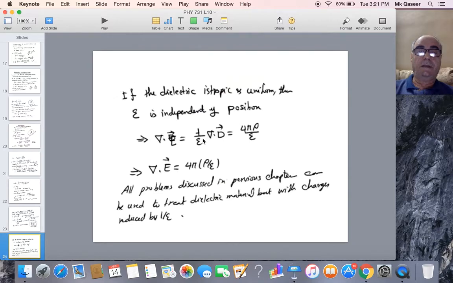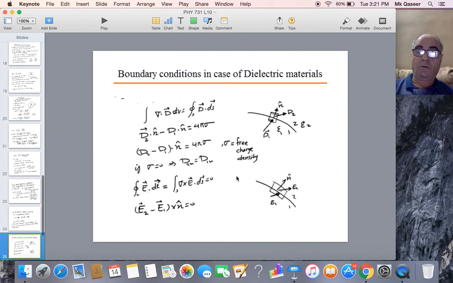Now if the dielectric is isotropic and uniform, then epsilon is independent of the position. So we have divergence of epsilon E, or you can push epsilon outside, epsilon divergence E, which is 4 pi rho. So divergence E is 4 pi rho over epsilon. In order to work with E, you have to use the reduced charge rho over epsilon. All problems in the previous chapters can be treated, if you have the electric material, by the reduced charge rho over epsilon.